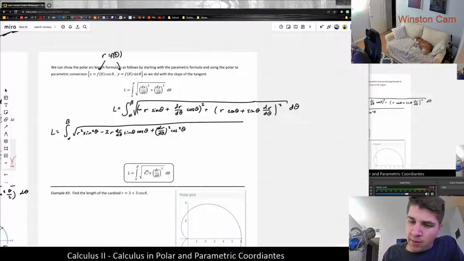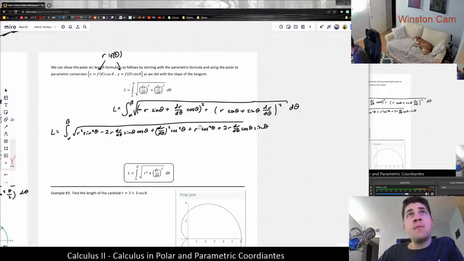And then in the second one, again, we're going to need to FOIL this out. So the first thing will be r squared cosine squared theta. And then it'll be plus the inner product times 2, so plus twice r dr d theta cosine theta sine theta. And then plus the last thing squared, which would be plus sine squared theta dr d theta squared.